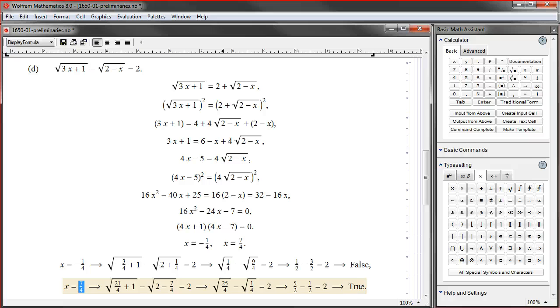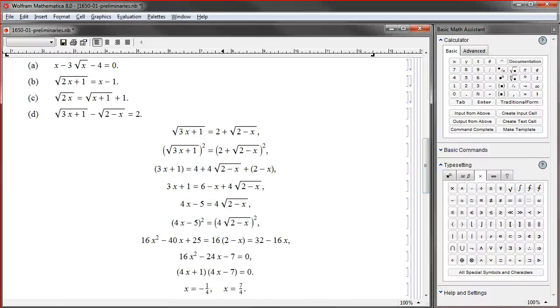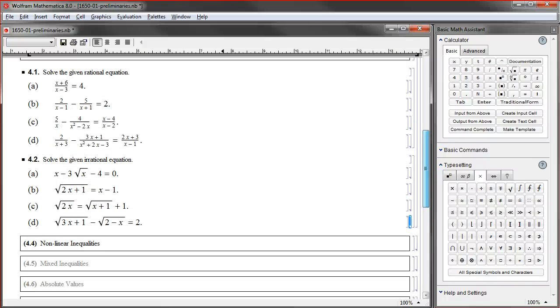So x equal to 7/4 is a legitimate solution. x equal to -1/4 is a bogus one. It's an extraneous solution. Be sure to check for extraneous solutions. Also, please remember about this getting rid of square roots by isolating one and then squaring both sides. In this case, you have to do it twice.